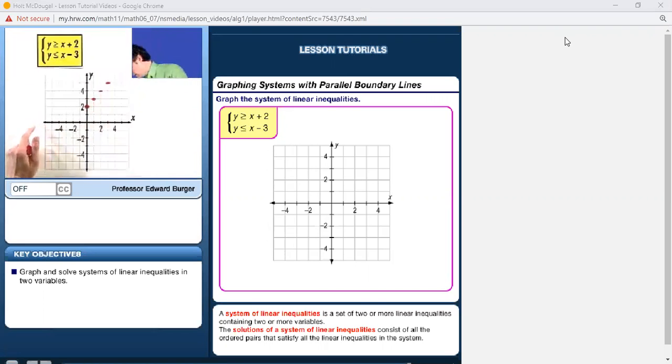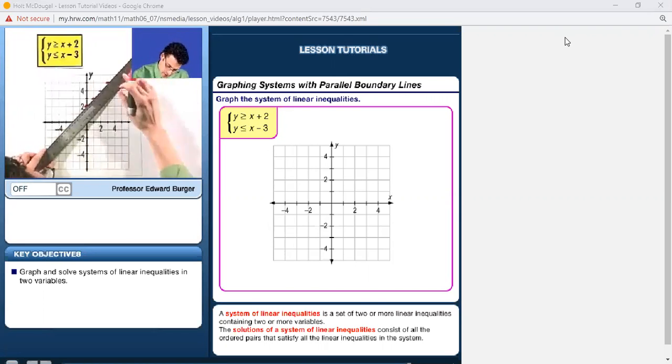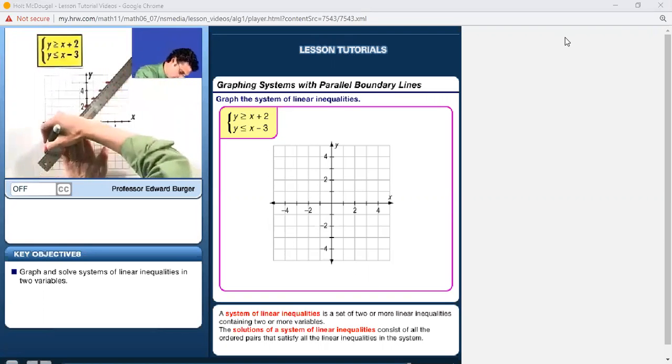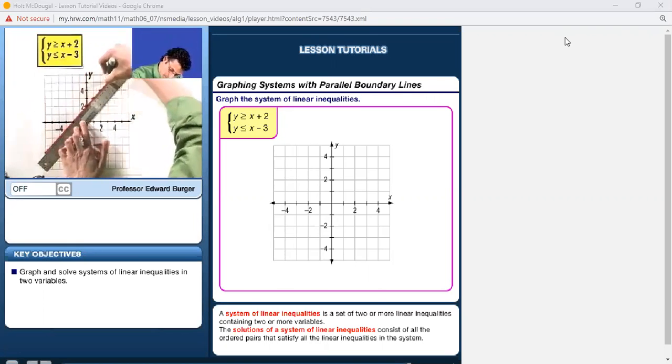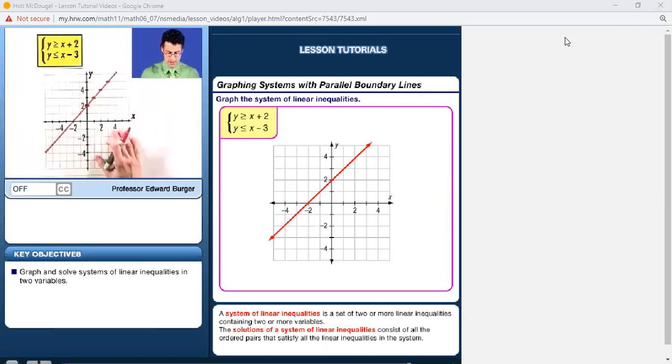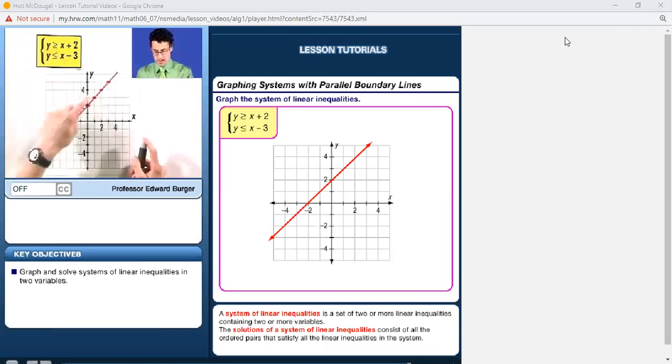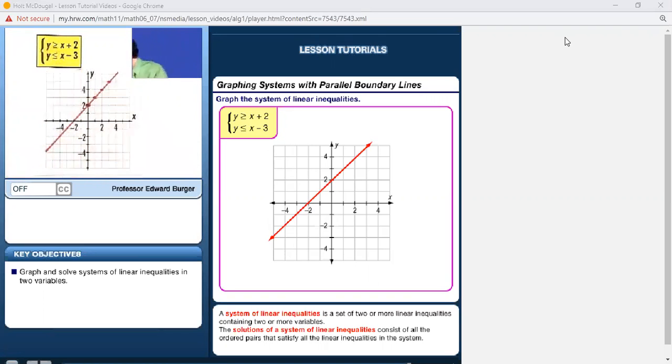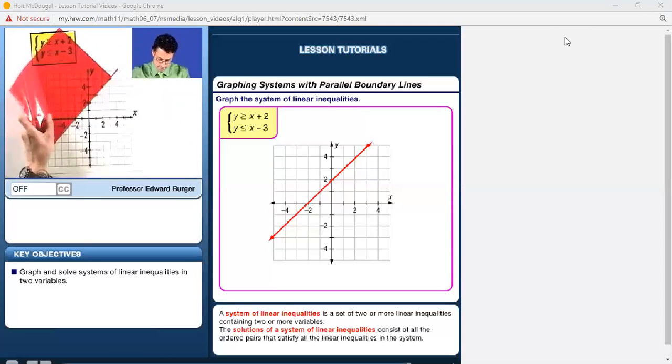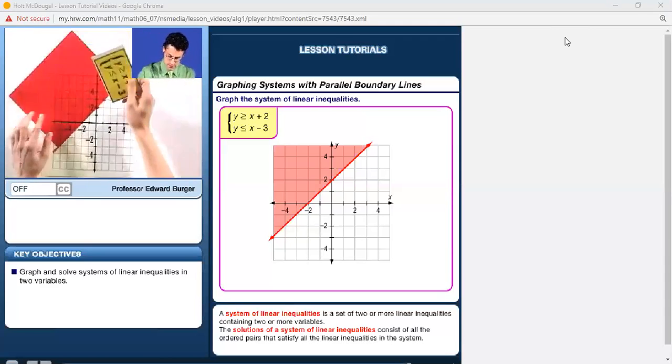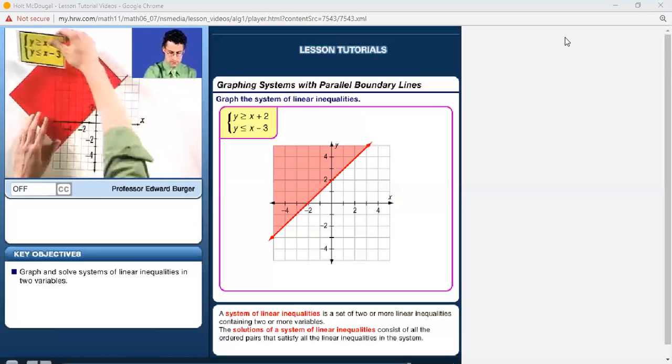And do I make it solid or dotted? Well, I see that it's allowed to be equal, and so I'm going to make this solid. It's going to be an absolutely solid line. You watch. So absolutely solid line. Looks good. All right, great. And now how's the shading going to go? Well, since I want y to be greater than this line, then I want to shade up. And so I can just put this thing right here. And I get this.